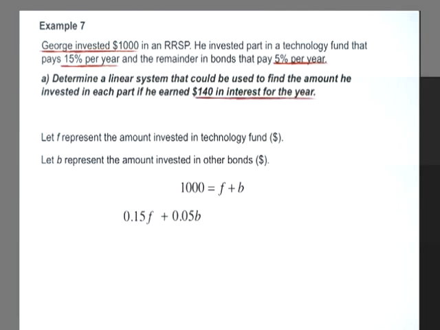And the total interest he earned in the year was $140. So here is our equation. And so we've set up our linear system. So now you can solve this linear system and find out how much he invested in each fund, how much he invested in the technology fund and how much he invested in the bond fund.